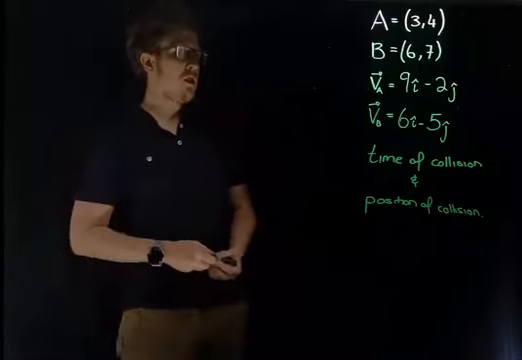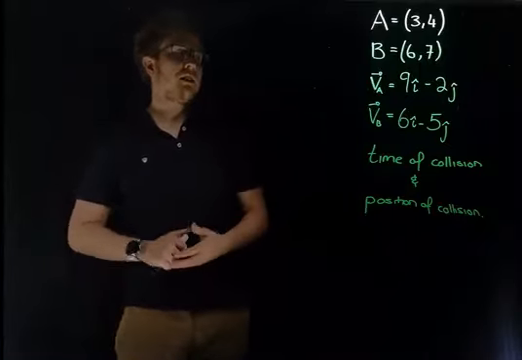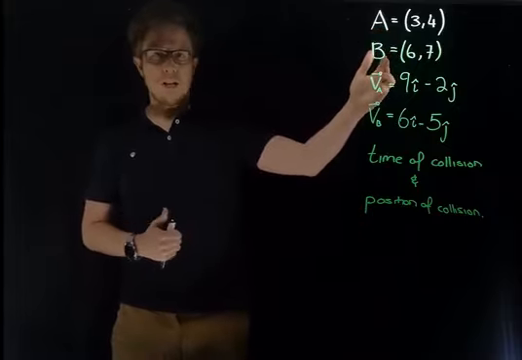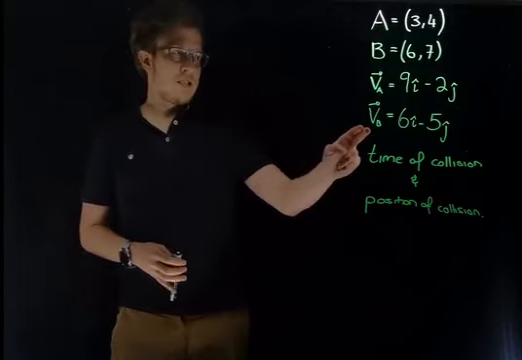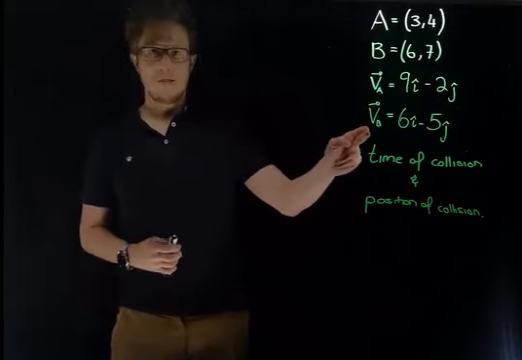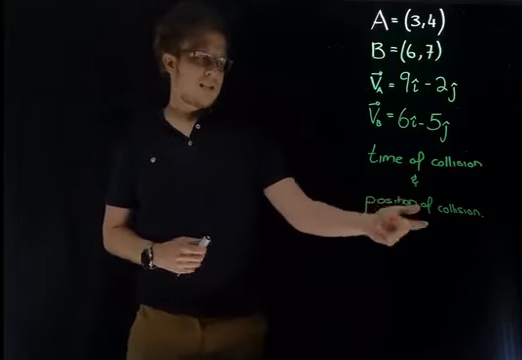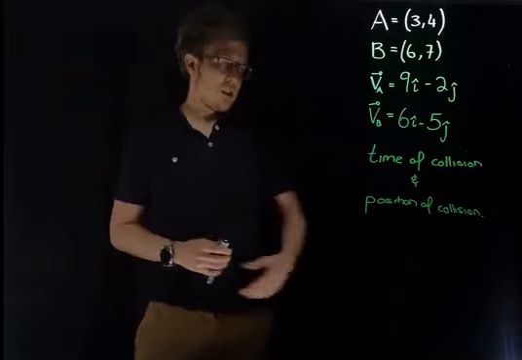So the example that we're doing is that we have two particles. One is at point A, one is at point B. They have velocities given by VA and VB respectively, and we want to know the time that they collide and the position of the collision.